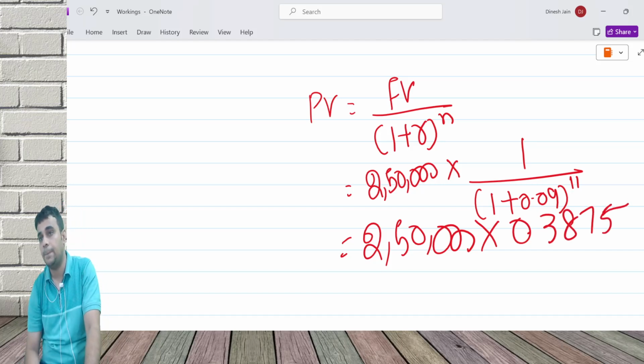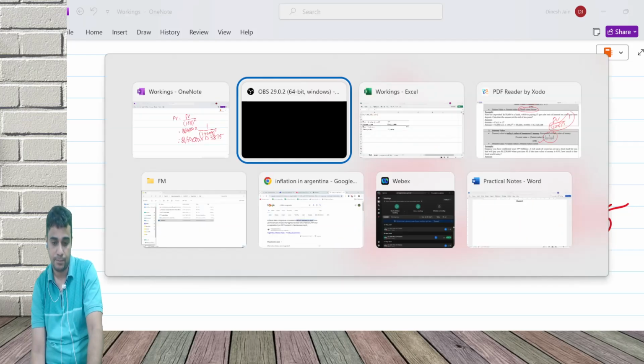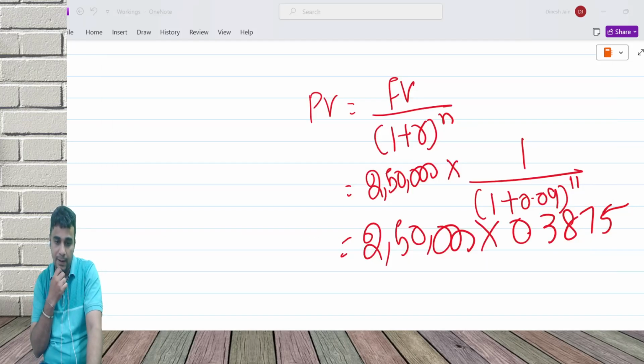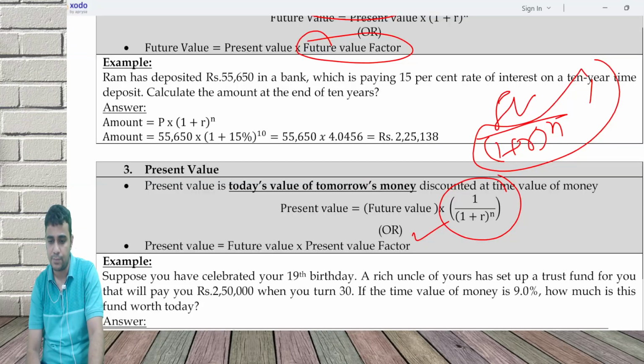0.3875. Multiply with this 0.3875 and close it. How much? Okay, clear. Any doubts on this? I'll come again to that calculation. Listen for some time.